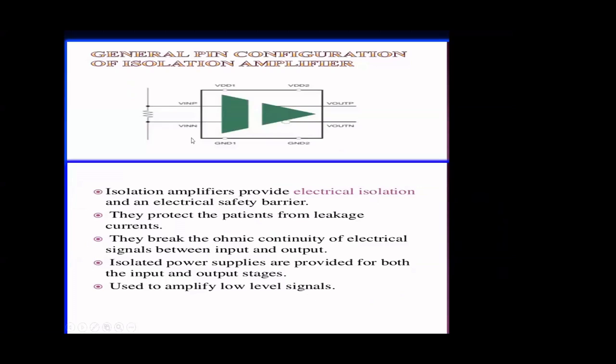So in addition to amplification, this provides the isolation also. This is the patient end. This is the circuitry end. We have the other circuitry here. So these two circuits are not physically connected. The connection between this part, that is the body, the patient part, and the electronic circuitry part can be by capacitive coupling. Here the coupling can be either capacitive coupling or transformer coupling or optical coupling.